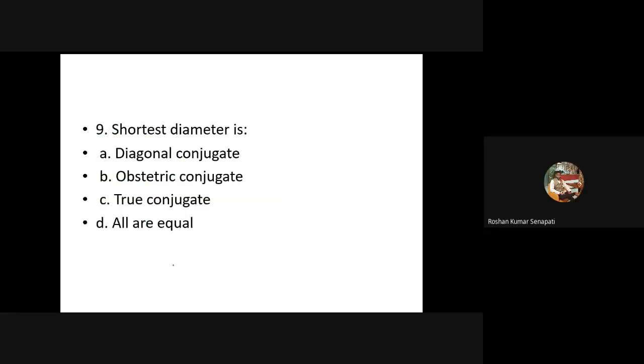Coming to the ninth question: shortest diameter is diagonal conjugate, obstetric conjugate, true conjugate, or all are equal. Come on, this you have to answer.